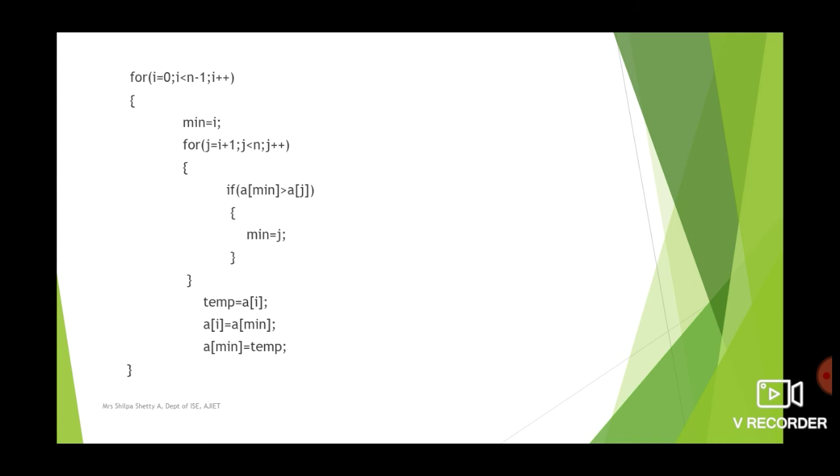So I told you in the first pass we are comparing the first element with the second, first with third, first with fourth and first with fifth. So the first element of the array is at index 0. You know that because index starts from 0. So let us take that as the minimum element. So minimum is equal to i. In the first pass i is 0. So minimum will be 0.